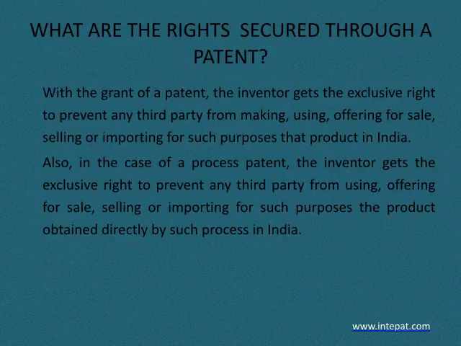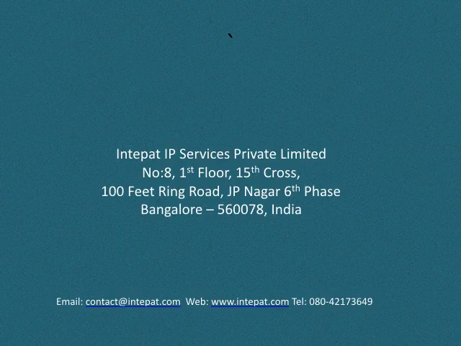Now, with the grant of a patent, the inventor gets the exclusive right to prevent any third party from making, using, offering for sale, selling or importing for such purposes that product in India. Also, in the case of a process patent, a patent over a process, the inventor gets the exclusive right to prevent any third party from using, offering for sale, selling or importing for such purposes the product obtained directly by such process in India. And yes, that will be all for today.